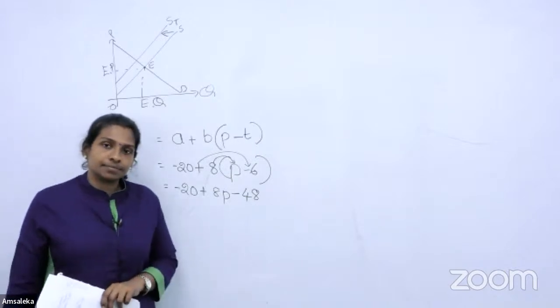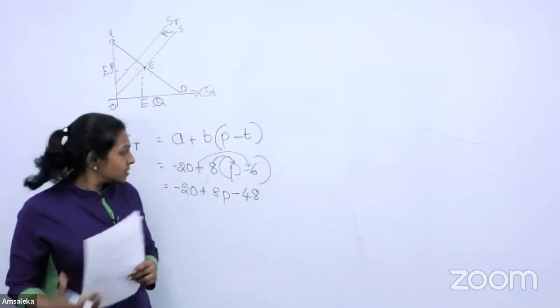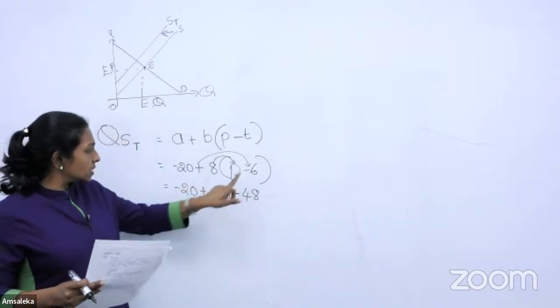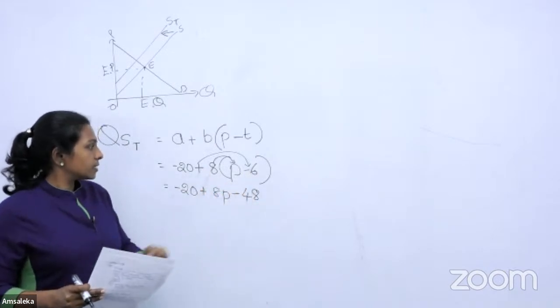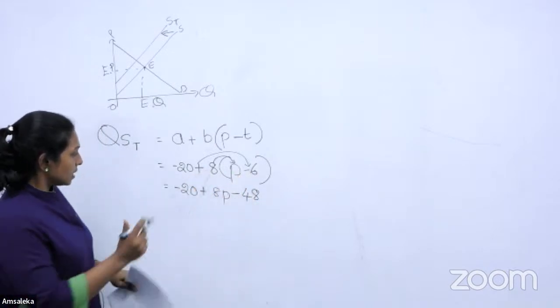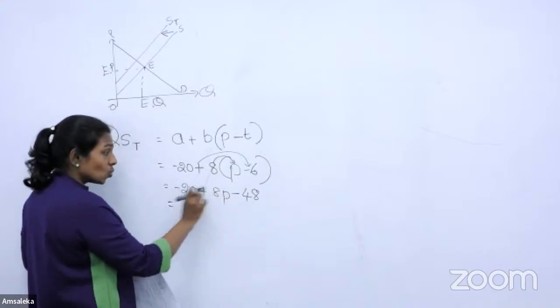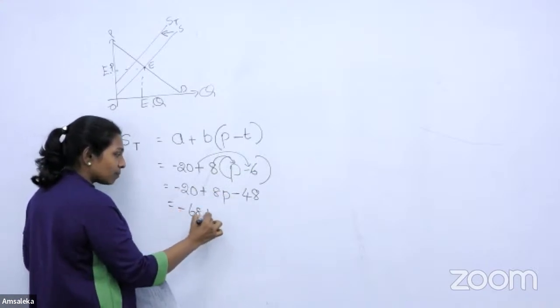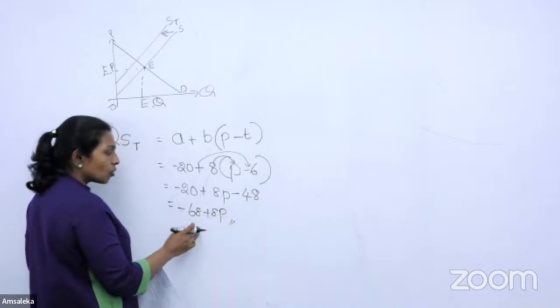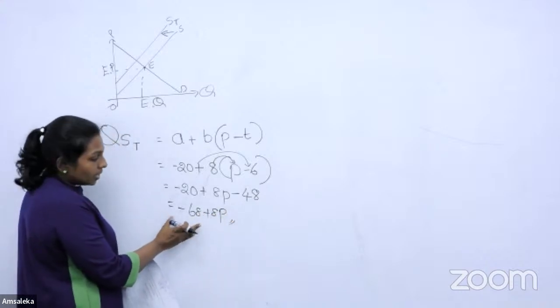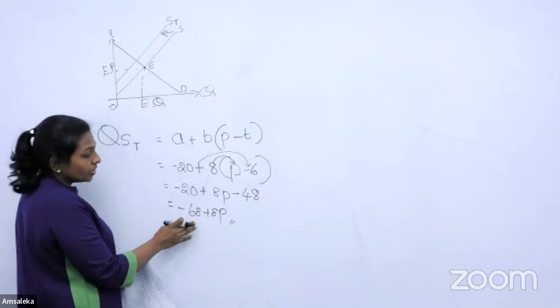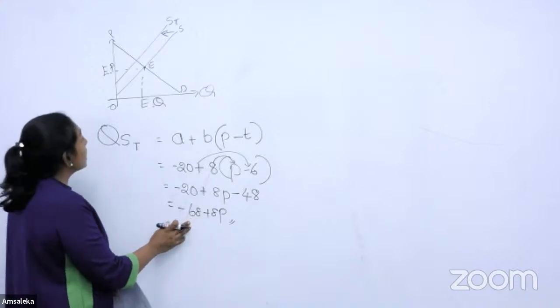Is that correct? Yes, right? 8 into 6. Right. Now plus and minus, minus. Then what is your new formula? These two are minus, no? So minus 68 plus 8p. This is the new formula you are going to develop after imposing tax.